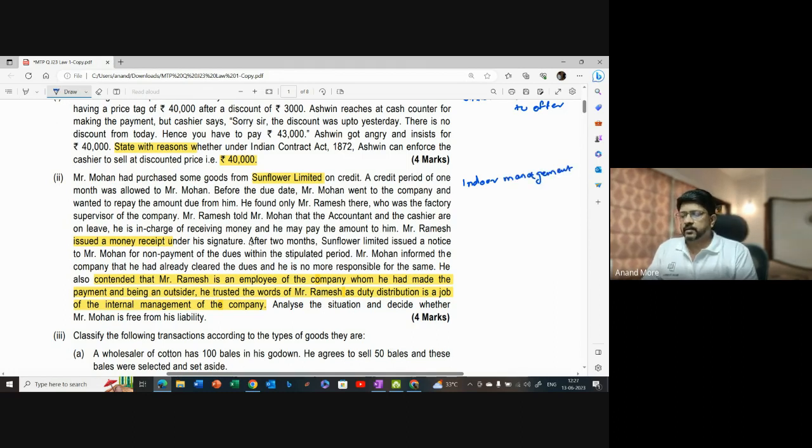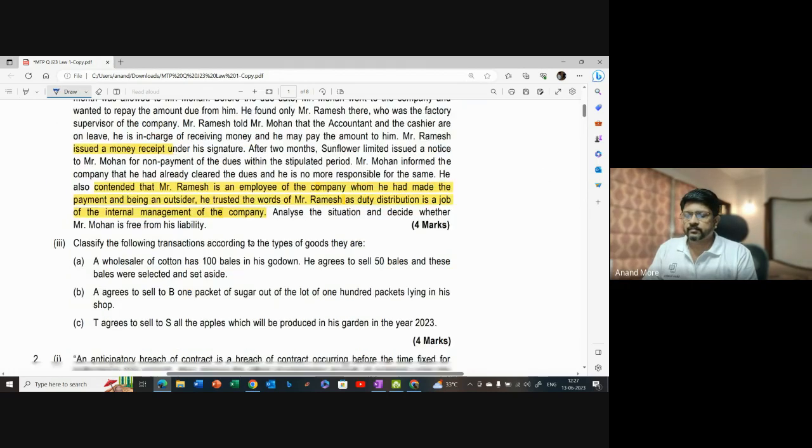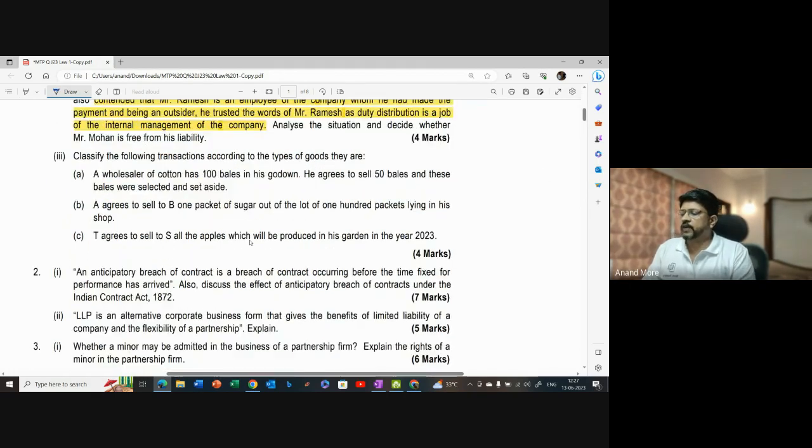Okay. Then comes the next one. Classify the following transactions according to the type of goods they are. Okay, 4 marks question. 3 different things are there. A wholesaler of cotton has 100 bales in his godown. Since he's using the word in his godown, that means these are existing goods. He agrees to sell 50 bales and these bales are selected and set aside. Very good.